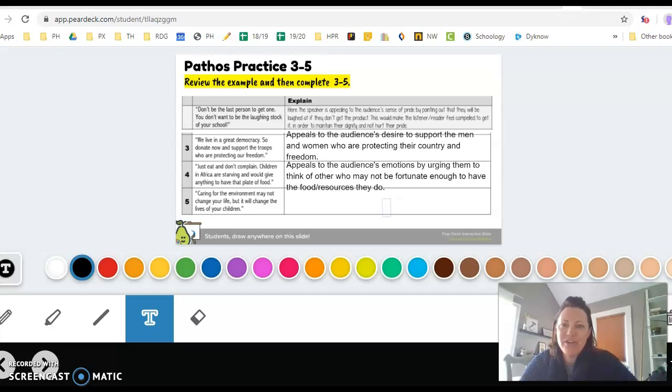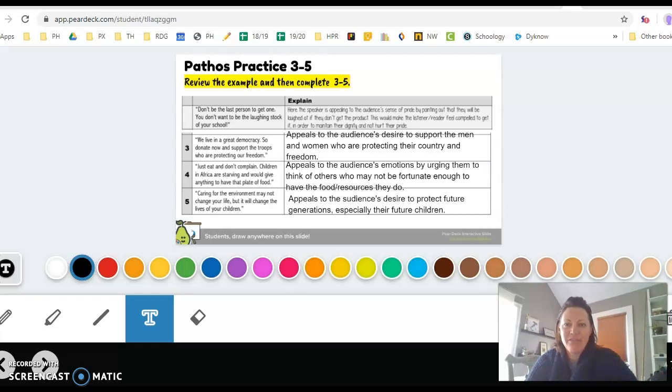And for number four, just eat and don't complain. Children in Africa are starving and would give anything to have that plate of food. You've probably heard a comment like this before. This appeals to the audience's emotions by urging them to think of others who may not be fortunate enough to have the same type of resources that they do. So if you have that plate of food and you're considering not finishing it, wasting it, throwing it away, or you don't like it, thinking about people who are in a situation where they don't have food at all is going to urge you to enjoy that, appreciate that, and maybe put yourself into somebody else's shoes.